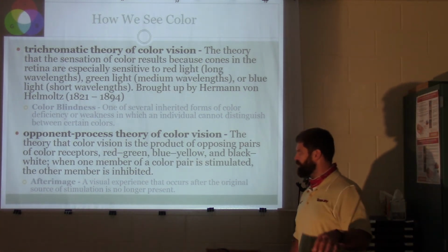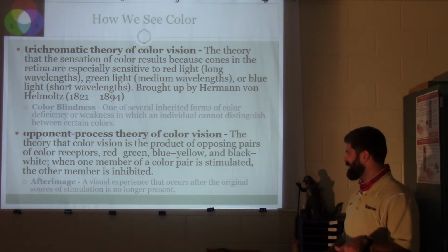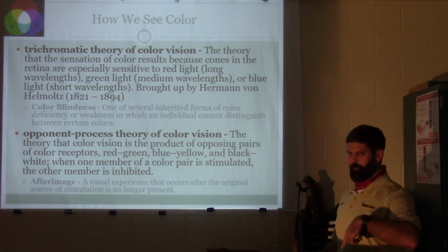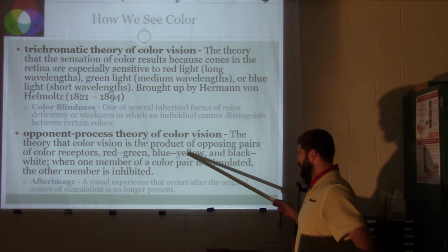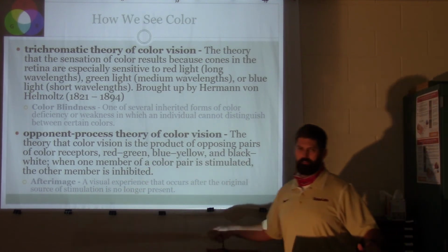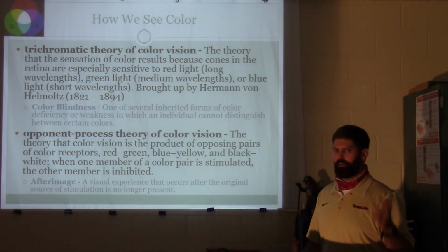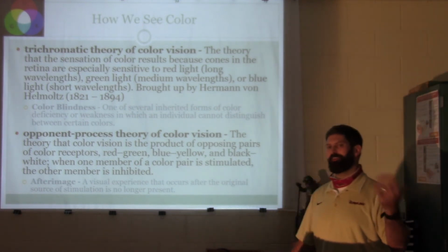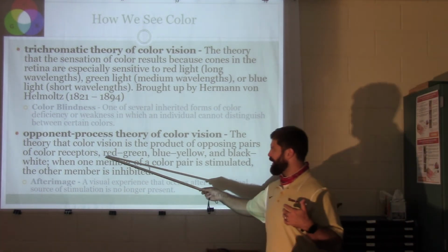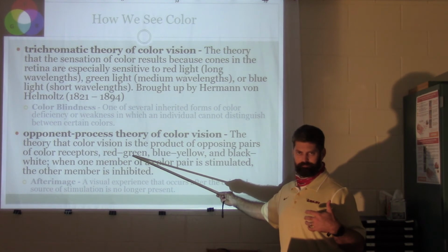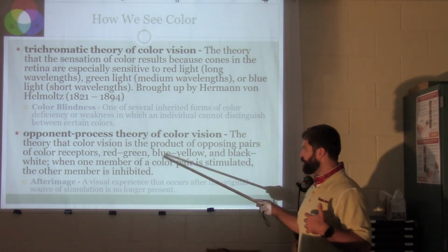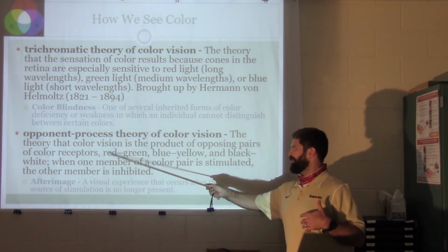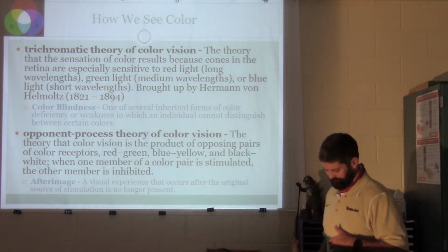Okay? Opponent process theory of color vision. So the theory that color vision is the product of opposing pairs of color receptors. Red, the opposite of red would be green. The opposite of blue would be yellow. And the opposite of black would be white. This is the opponent process theory of color vision. When one of those is present, the other one is dormant. So when I see red, I am blocking green. When I see blue, I'm blocking yellow. When I see yellow, I'm blocking blue. When I see green, I'm blocking red.